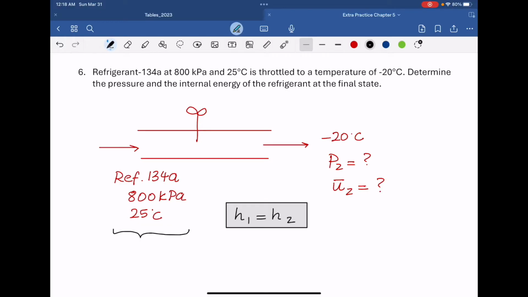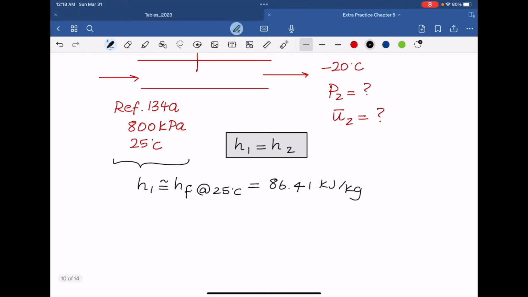So at 800 kilopascal and 25 degrees Celsius, we have a compressed liquid. So H1 is approximately Hf at 25, it's really bad writing. Okay, it's 25. We look at the temperature tables to read saturated liquid enthalpy. Now, this has to be equal to the exit enthalpy.